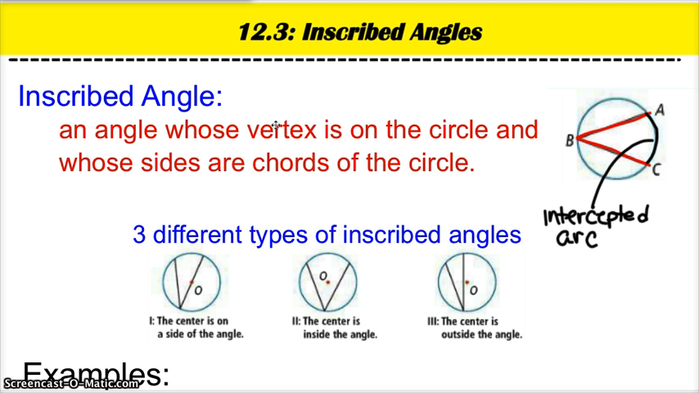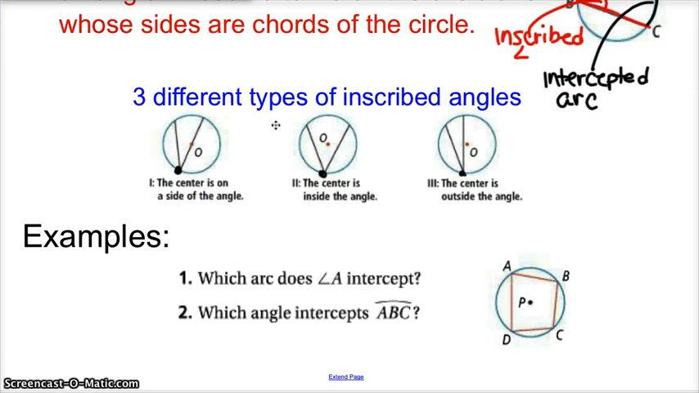So the angle is inscribed and the arc is referred to as the intercepted arc. Below are just a couple different ways the angles can be drawn. Notice all the vertices are on the edge of the circle. The only thing that's different is where the center of the circle is located, but they're still all inscribed angles.